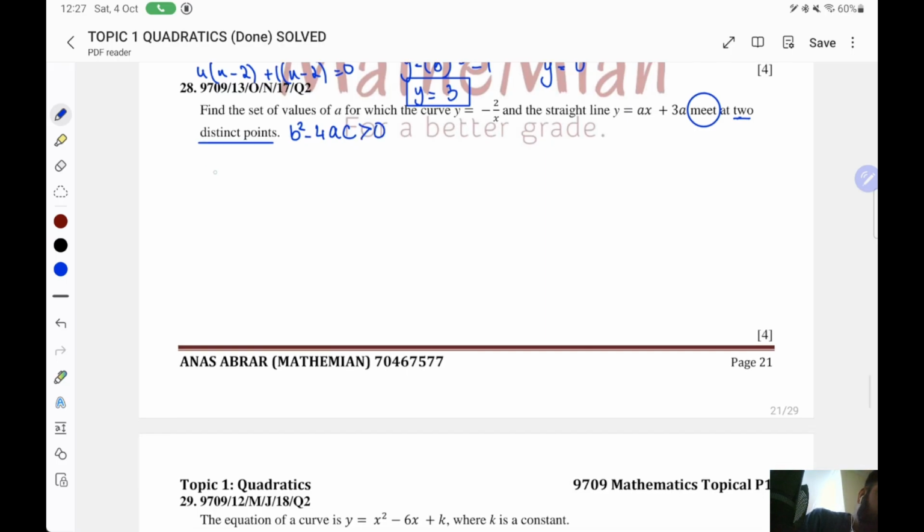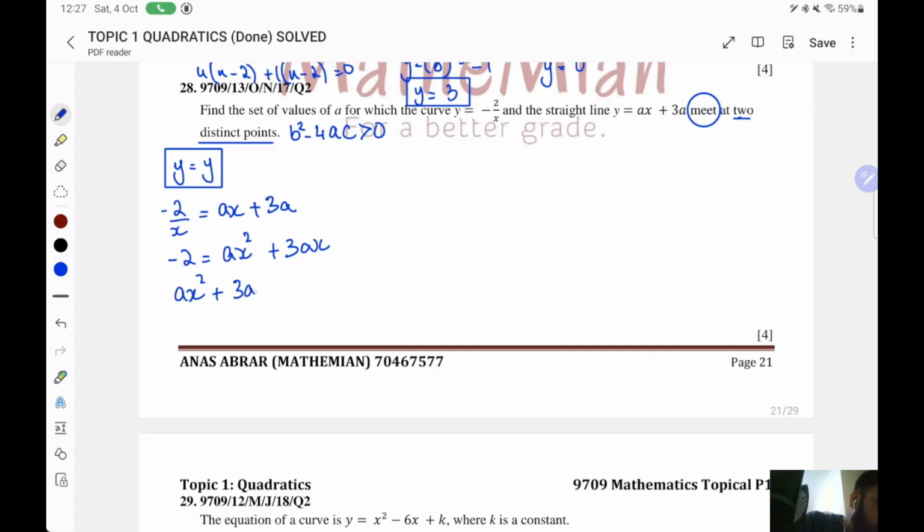Before that, we are going to put the curve and the line equal to each other. We'll put y's and y's equal to each other, so it will become minus 2 divided by x equal to ax plus 3a. We'll cross multiply, so it will become ax square plus 3ax. If we further simplify, ax square plus 3ax plus 2 will be equal to 0.